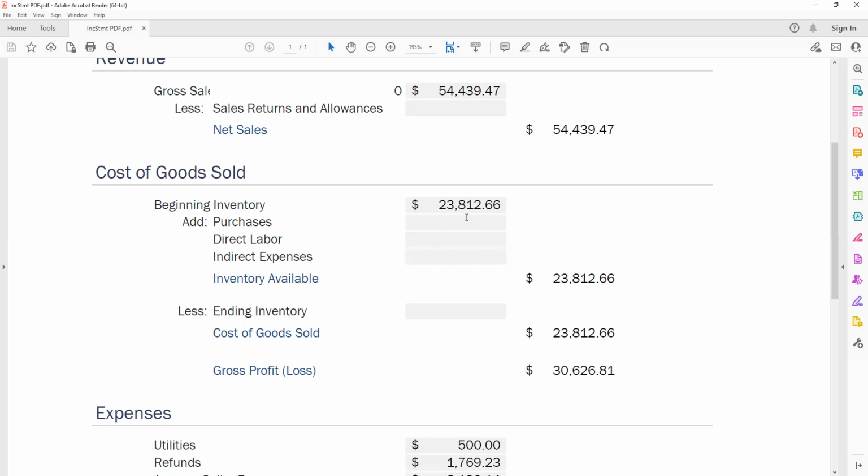You see we don't have anything there, so we're still stuck with the beginning inventory number. Then you subtract any ending inventory, say if you sold any products, and you have that right here, and that's your end cost of goods sold number right there.